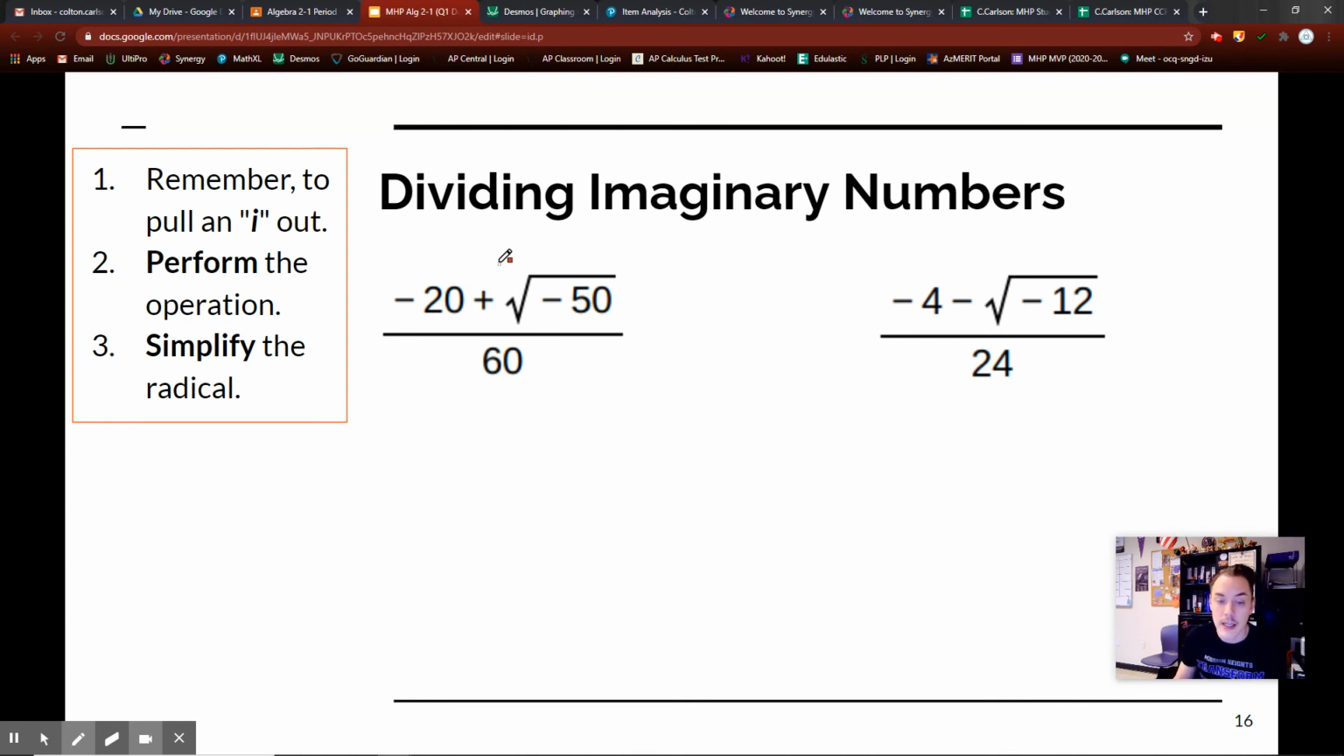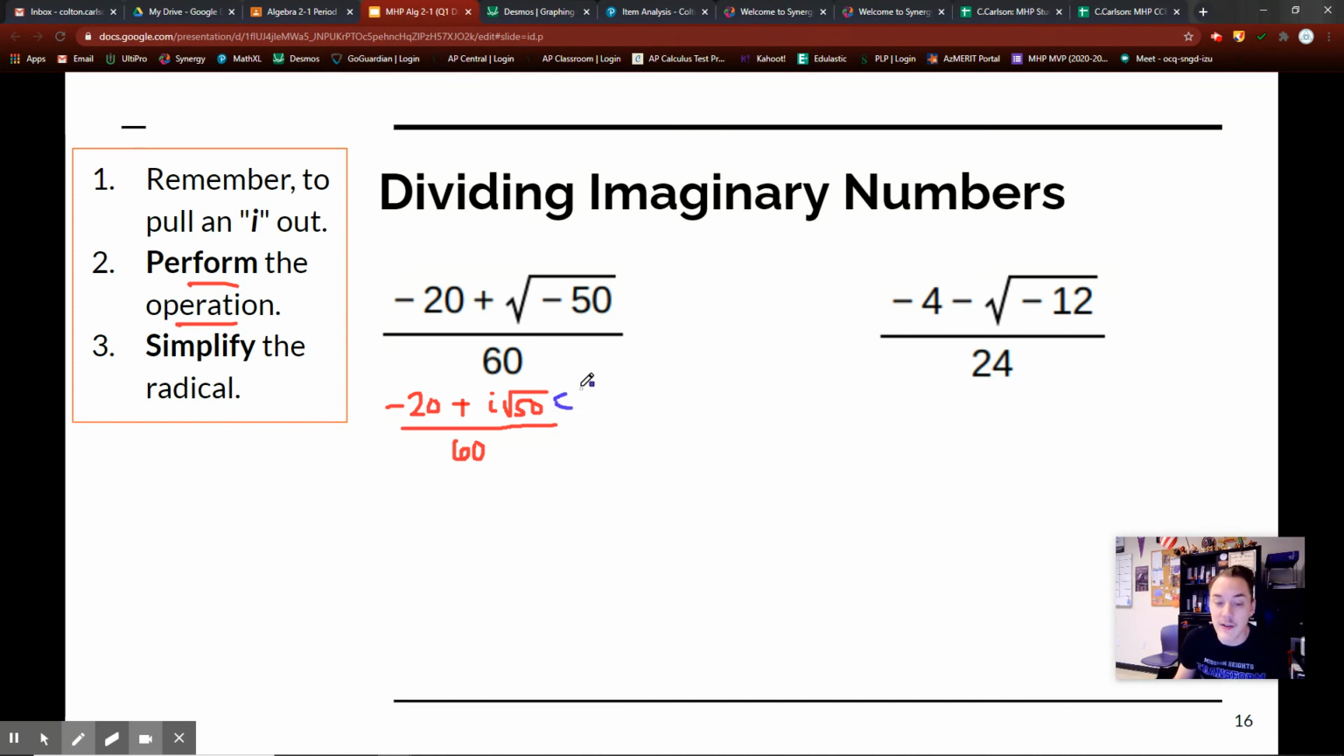Are you ready? First things first, I do really want to pull out an i. So the first thing I'm going to do is negative 20 and then plus i radical 50, and then all over 60. That's what I'm going to do. The next thing I'm going to do is actually perform the operation. What does that mean? I'm actually going to simplify this radical.